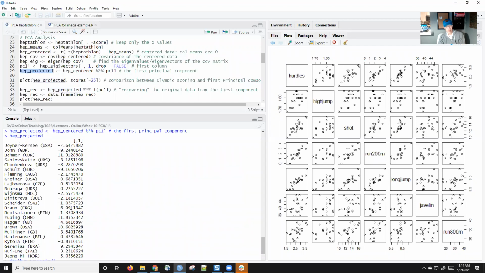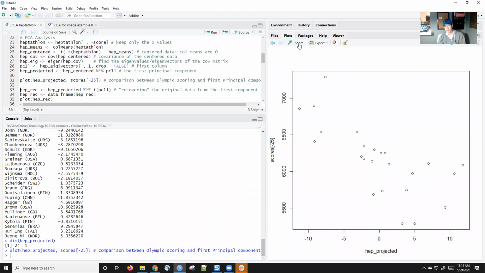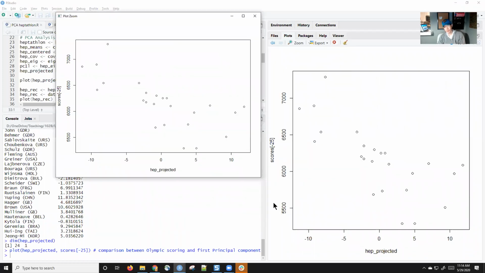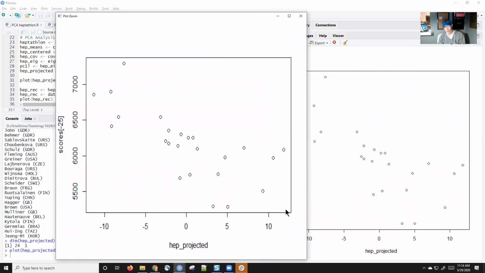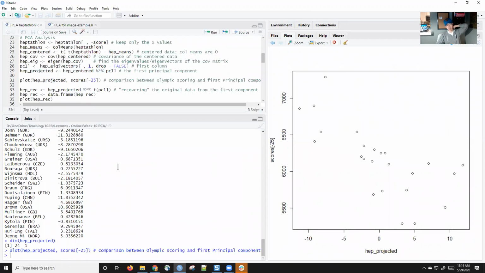And if I compare the results, what we want to see is very high correlation. We do have pretty decent correlation between the projected data and the original scores, but the correlation's a little bit off. It's not quite as good as we might want.